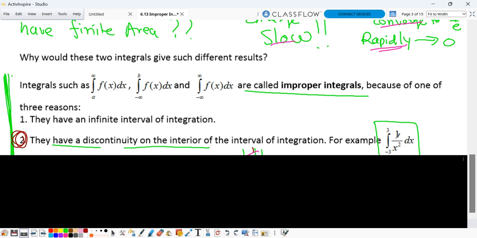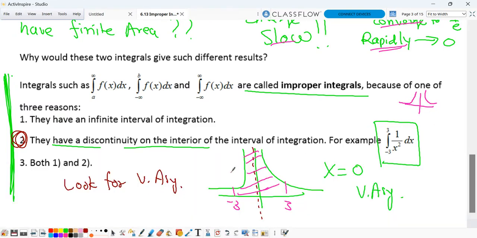So for example, let's take a look at this one: 1 over x squared, from negative 3 to 3. Now, do you have any idea what 1 over x squared looks like? 1 over x squared is an even function. It looks like this. Now, negative 3 to 3, let me show you a better picture. From negative 3 to 3, there is a vertical asymptote in between. So none of the bounds are infinite, but this is still an improper integral.